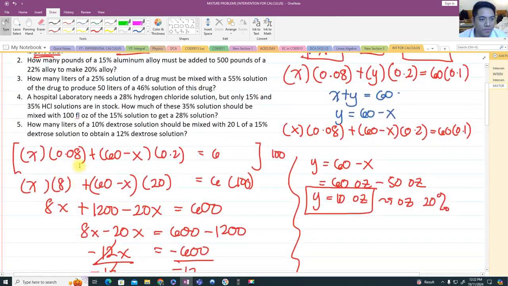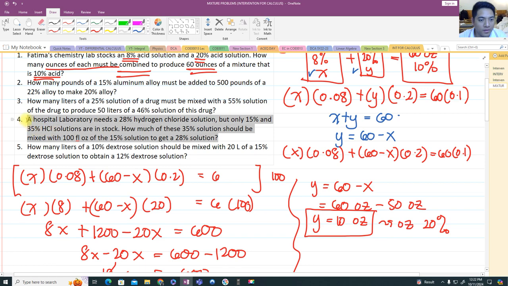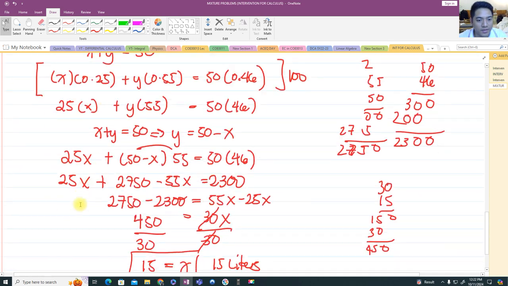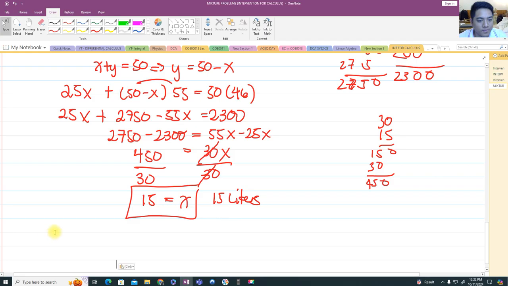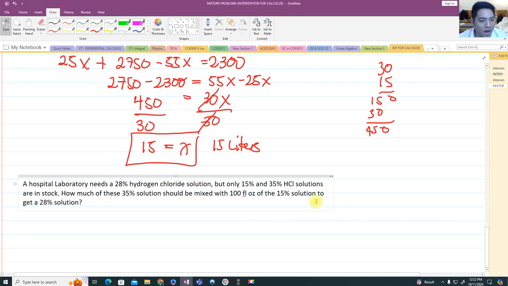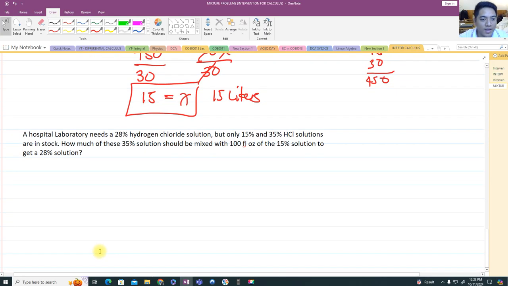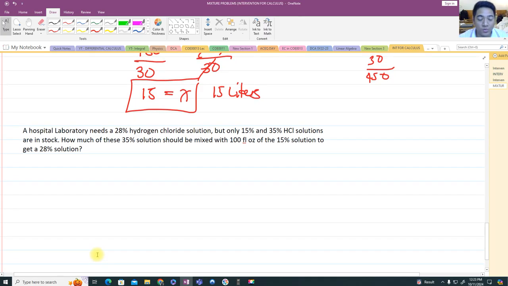Okay, for problem number 4, I just need to copy paste this. For problem number 4, we have a hospital laboratory needs a 28% hydrogen chloride solution, but only 15% and 35% HCl solutions are in stock. How much of this 35% solution should be mixed with 100 ounces of the 15% solution to get a 28% solution?